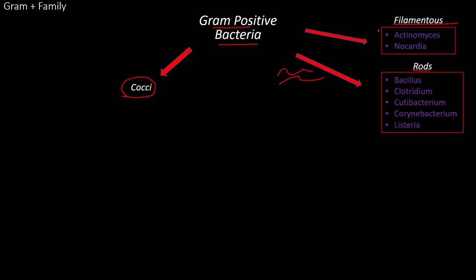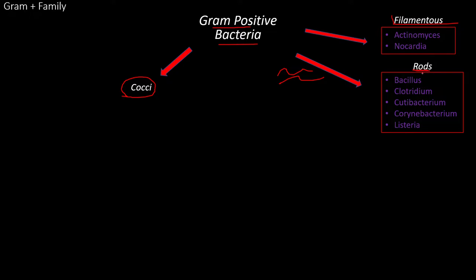Filamentous means it kind of looks like filaments, like a mushroom sort of shape, where the cells are long, elongated, like they have striations in them. That's filamentous shape. These are pretty rare. There's only Actinomyces and Nocardia. And I'll be honest with you, these are super rare, so I don't think it's worth memorizing them deeply. They don't happen frequently at all.